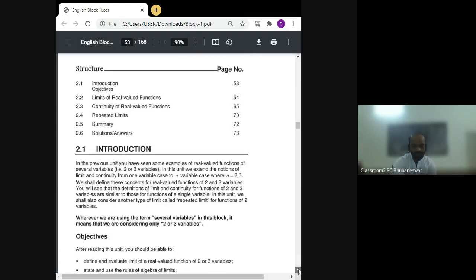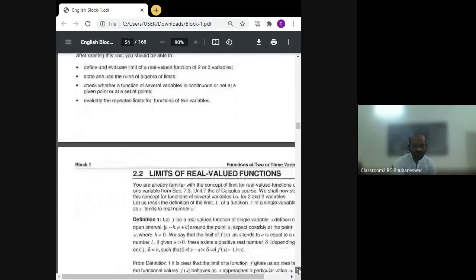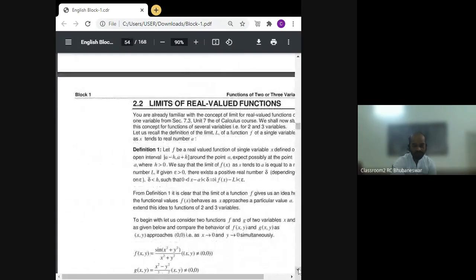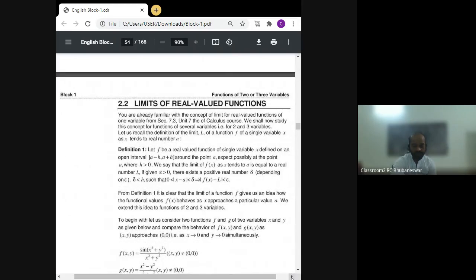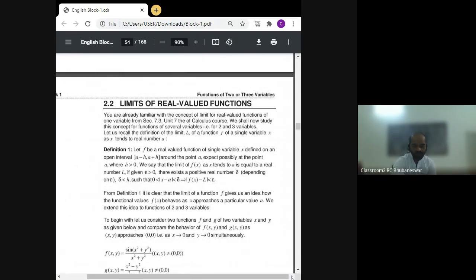So here, let us see how we can define the limit of a function of two variables. The definition is quite similar to the definition that we discussed in the course BMTC-131. And look at the expression. In the same way, we have taken a real valued function over a single variable x. That is the definition given for a single variable x. But that particular definition can be extended to functions of two variables and three variables as well.